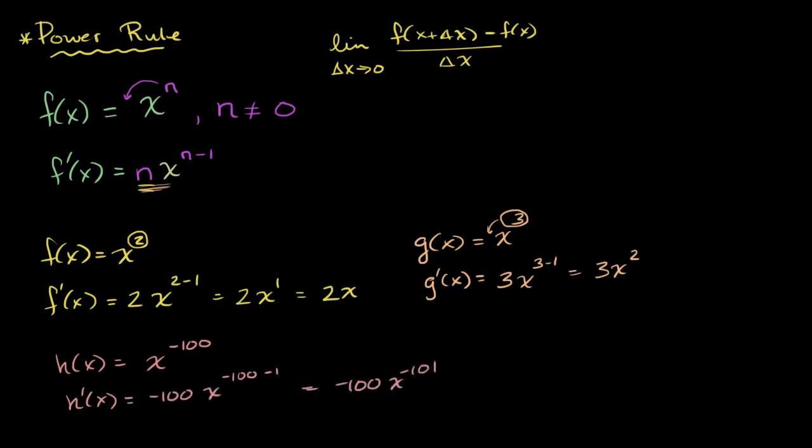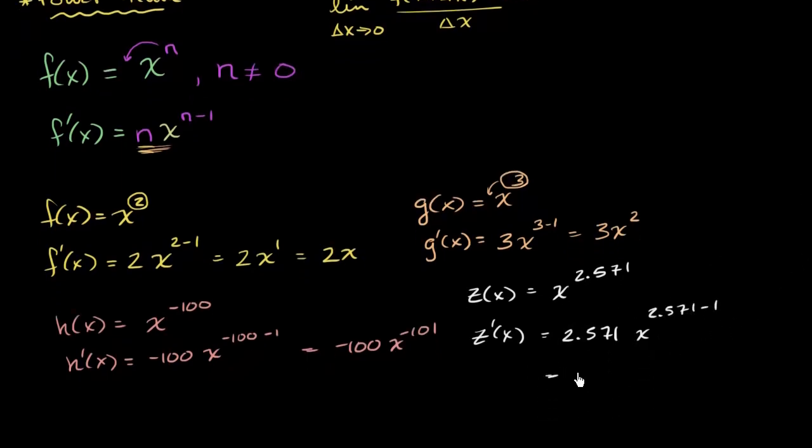Let's do one more. Let's say we had z of x. z of x is equal to x to the 2.571 power. And we are concerned with what is z prime of x. Well, once again, power rule simplifies our life. n is 2.571, so it's going to be 2.571 times x to the 2.571 minus 1 power. So it's going to be equal to 2.571 times x to the 1.571 power.